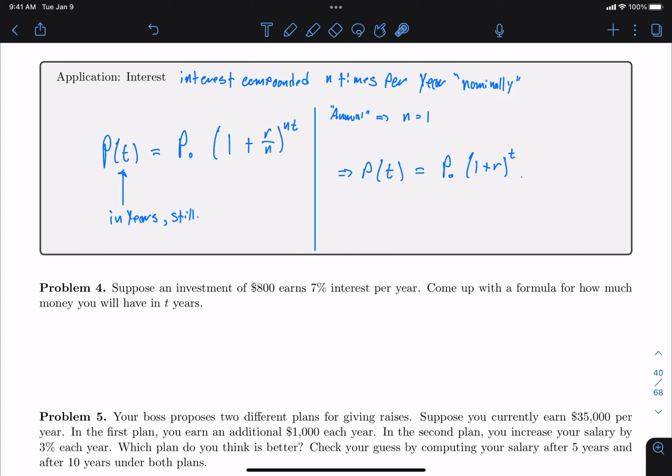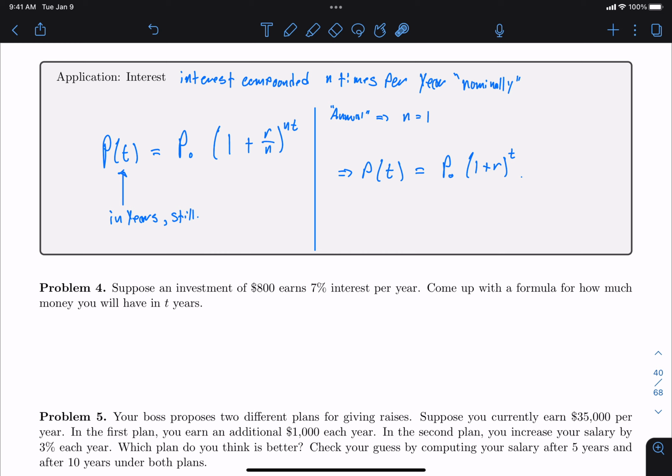On the right-hand side, we see exactly what we started with, right? Where P is going to be our amount of money after T years, and P naught is going to be our initial investment. R is the annual interest rate. But sometimes they're going to tell you, well, we have a 5% nominal monthly interest rate. And you might be led to believe that that means I'm going to get 5% every month. But that's actually not true.